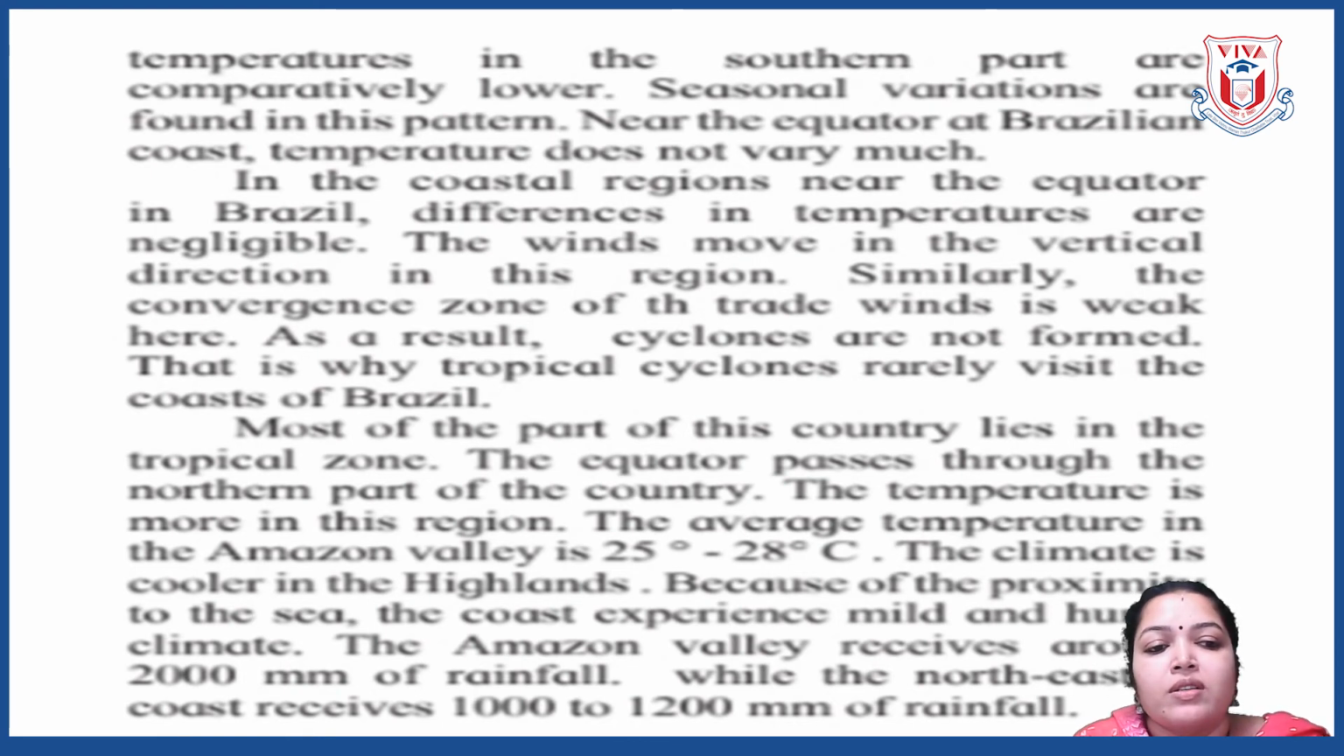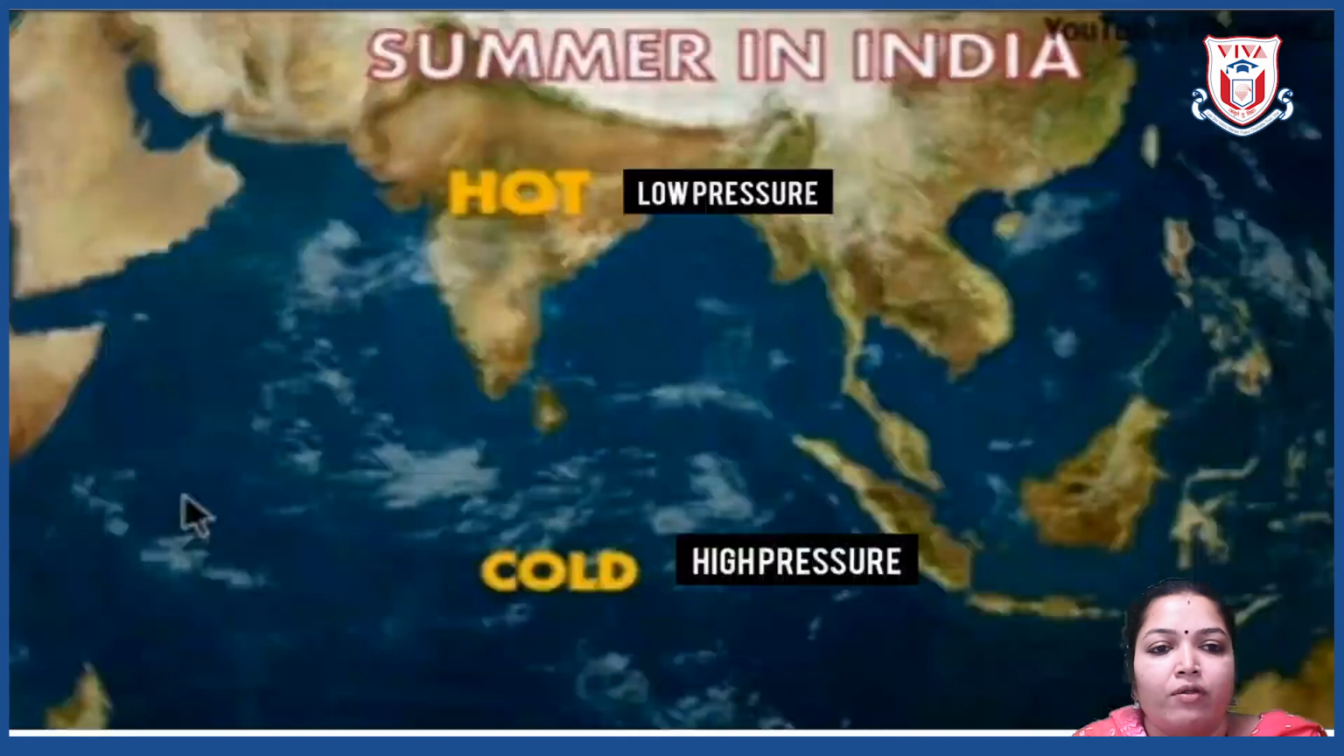Now, most of this country lies in the tropical zone. The equator passes through the northern part of the country and the temperature is higher in this region. The average temperature of the Amazon Valley is 25 to 28 degrees Celsius, and the climate is cooler in the highlands because of the proximity to the sea. And the coast experiences a mild and humid climate. Again, near the coast there will be a mild climate because sea breeze and land breeze balance it, and the Amazon Valley receives around 2000 mm of rainfall, while the northeastern coast receives 1000 to 1200 mm of rainfall.